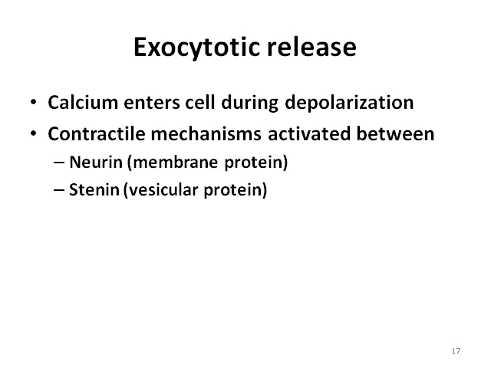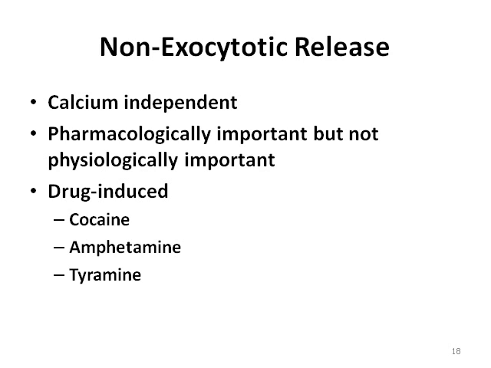So exocytotic release allows for calcium to come into the cell through depolarization, which then initiates the formation of these neurostenin interactions. On non-exocytotic release, as I've identified on slide 64, what we see again is that it's calcium independent. It is pharmacologically important. It'll occur in the presence of drugs, but does not occur in the normal physiology.